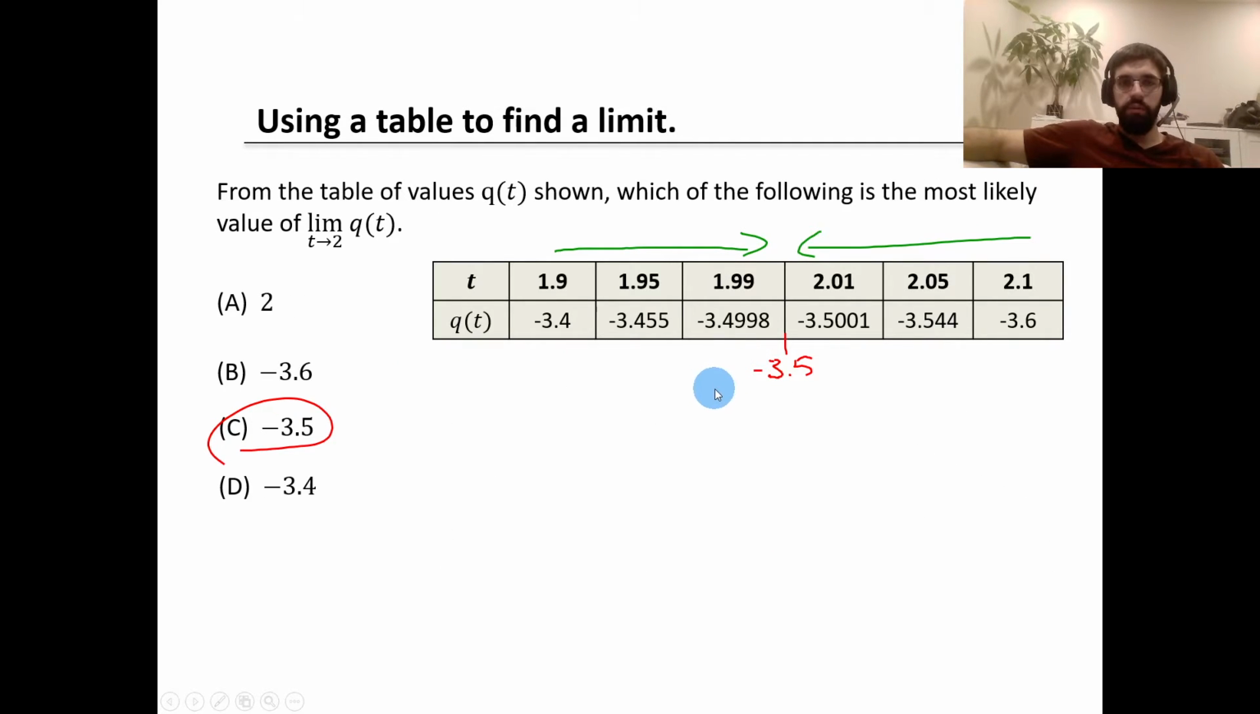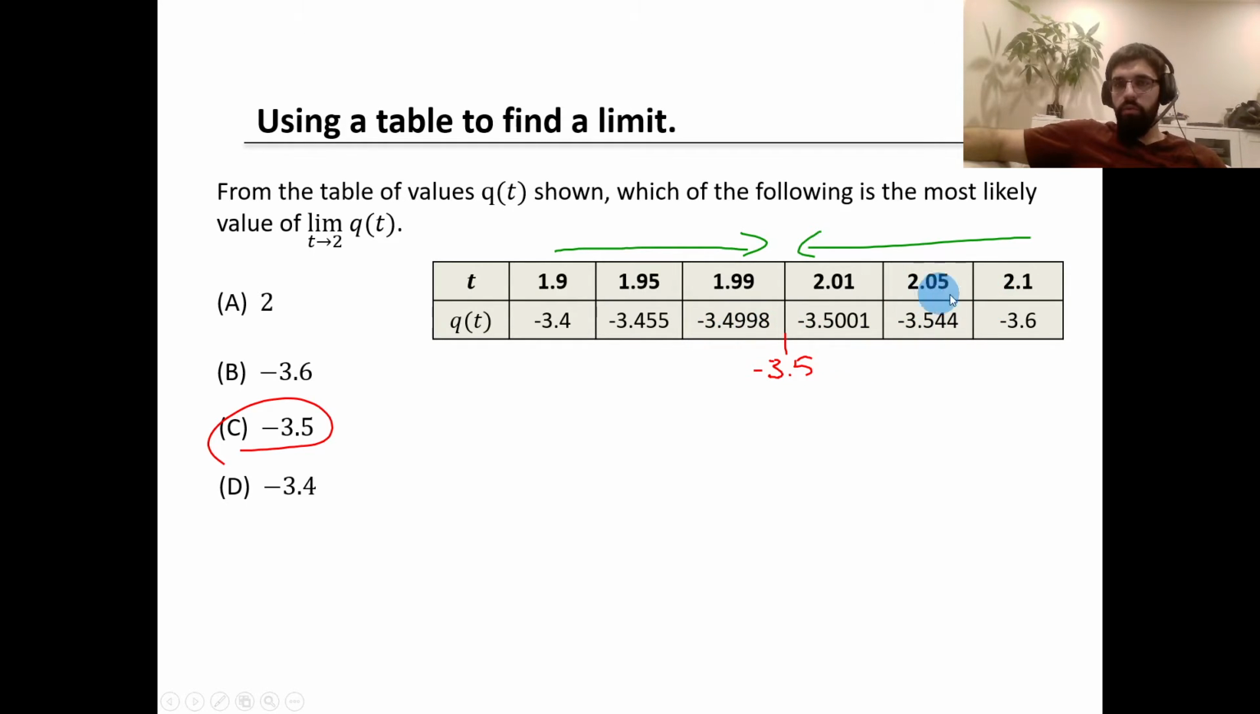All right, so here's one from a table. From the table of values of q of t shown, which of the following is most likely the value of the limit as t approaches 2 of q of t? And so now we look, we've got 1.9, 1.95, 1.99. So for the first three values, our t value is going up and approaching 2. As we do that, we see our q of t values are approaching negative 3.5, and it looks like we're kind of plateauing there.